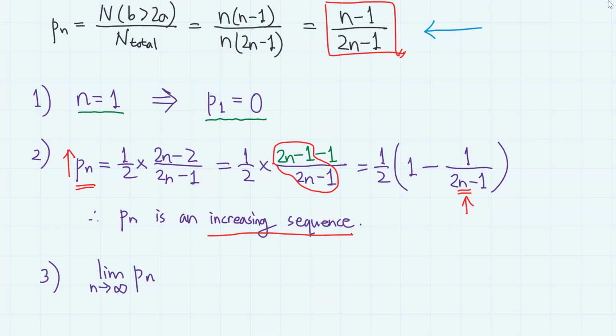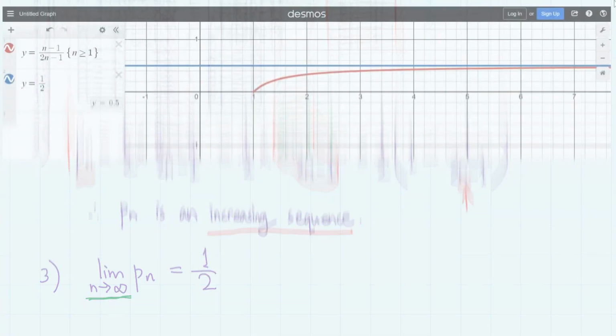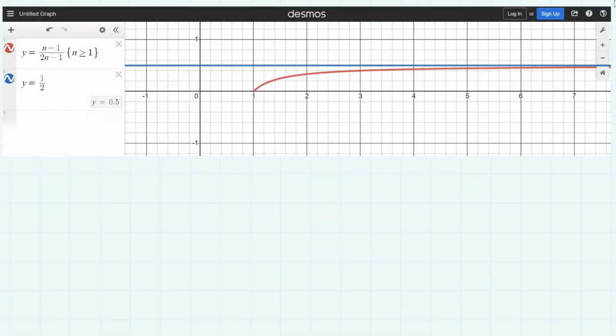Finally, speaking of the sequence, we can take the limit where the number of cards becomes infinitely large. And you can easily notice that the value of the limit is 1/2. This is the graphical visualization of the probability, and as you can see, the probability starts from 0, then increases, eventually approaching 1/2.